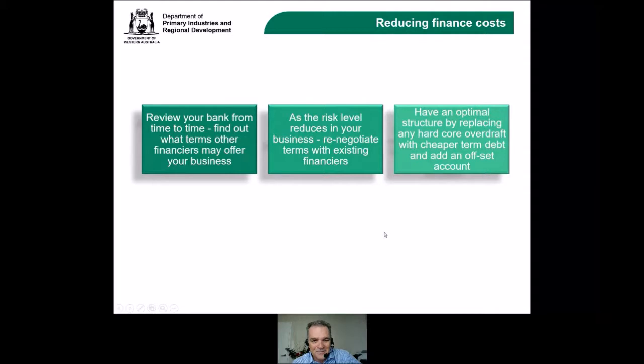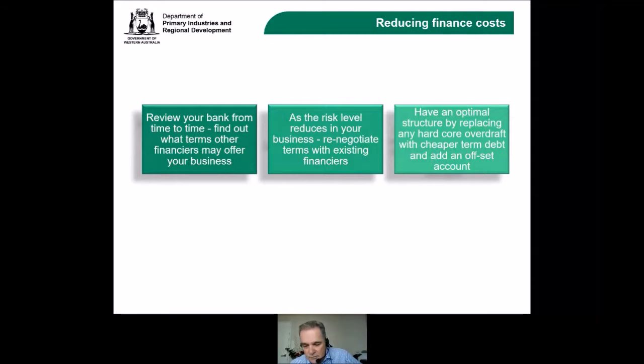Make sure that your finances are set up correctly. Don't have a hardcore debt in your overdraft. That is, it never gets back to zero. Overdrafts generally get charged at a higher interest rate. So you want to make sure that that hardcore debt is maybe in some sort of term borrowings that is at a lower interest rate. And make sure that your overdraft goes back into credit on a regular basis.